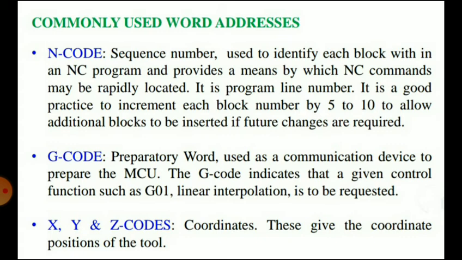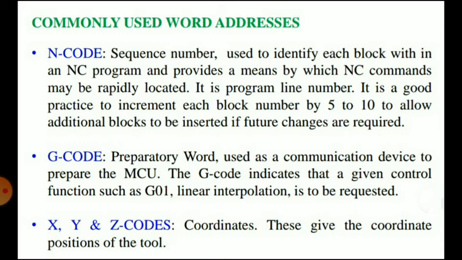So N means it is a sequence number. That is the first letter used in programming, incremented by 5 to 10. Then next is G code. It is a preparatory word and it is used as a communication device to prepare the MCU. The G code indicates that a given control function, such as G01, linear interpolation, is to be requested.